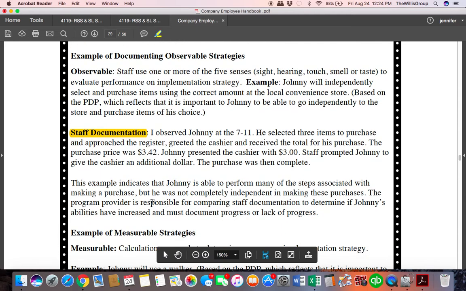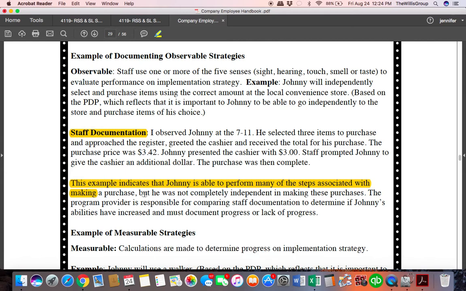Again, it gives you detailed information. This example indicates that Johnny is able to perform many of the steps associated with making a purchase, but he was not completely independent in making the purchase. The program provider is responsible for comparing staff documentation to determine if Johnny's abilities have increased, or must document the lack of progress.